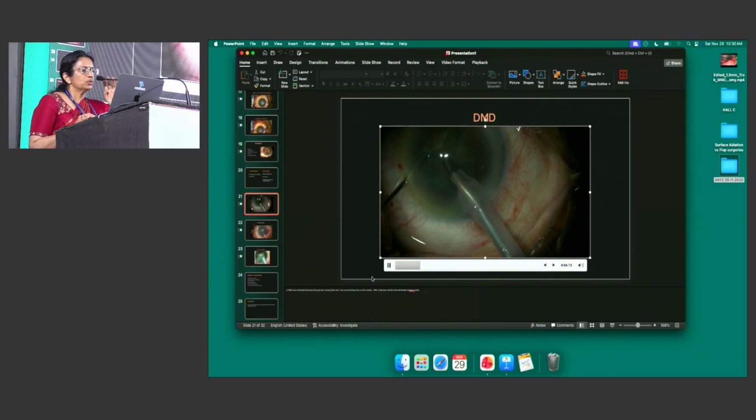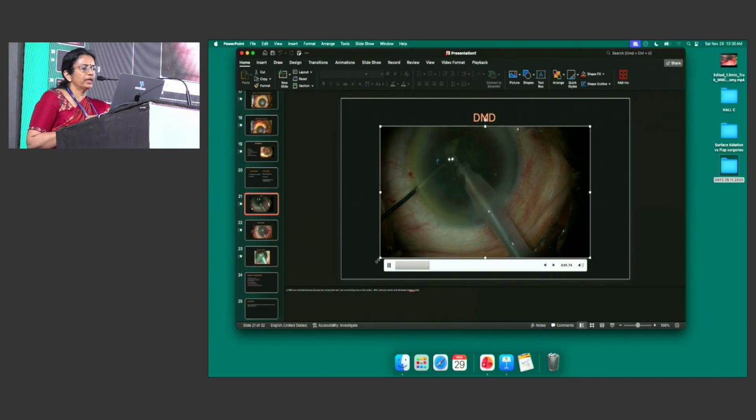Sorry for that. Here there was a large Descemet's membrane detachment. Oh, it's again getting stuck. So I'll go to the next video.